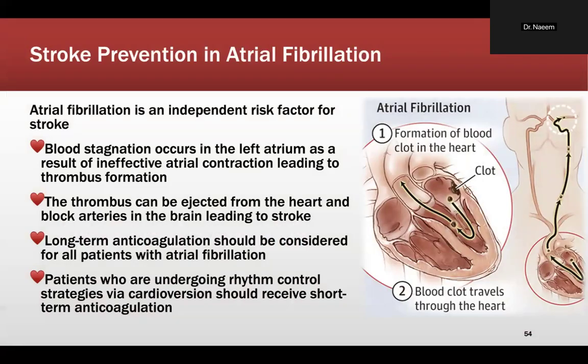This is an independent risk factor for stroke. When there is blood pooling that occurs, that could cause a thrombus to form, that can be ejected from the heart and block arteries in the brain that could lead to a stroke. So that's why long-term anticoagulation may need to be considered for patients with AFib. And we'll go through the scoring criteria for how you determine if a patient is a candidate for anticoagulation or not. Patients who are undergoing rhythm control strategies via cardioversion should receive short-term anticoagulation, and we'll get to the details of that. But yes, anticoagulation is part of AFib management also.